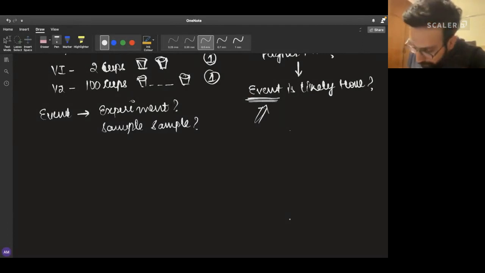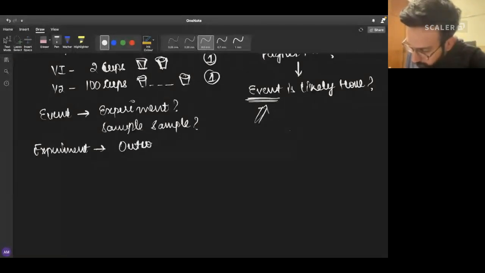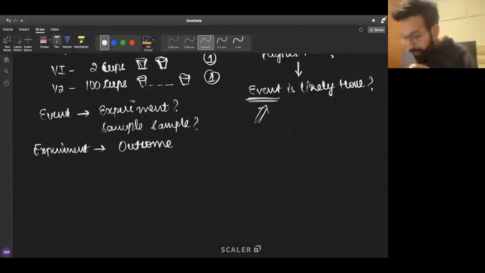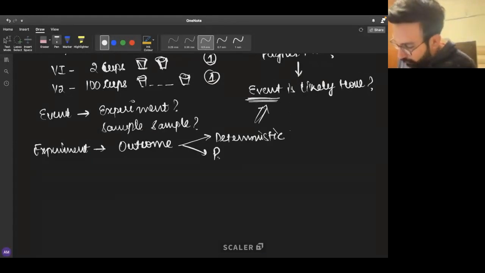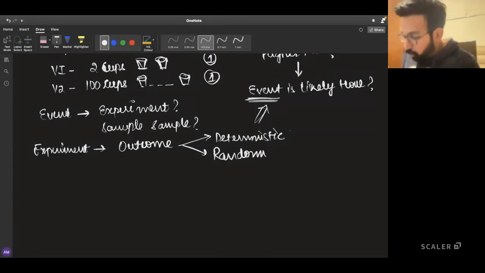Okay. Now, what is an experiment? Anything which has some outcome is an experiment. So you perform something, and if it has an outcome, it is an experiment. Now, an experiment can be of two types. Either it can be deterministic, or it can be random. Why am I talking about all of this? Don't worry. I think you all know probability, but I just want to structure whatever you've learned until now into how a data scientist should think about probability.